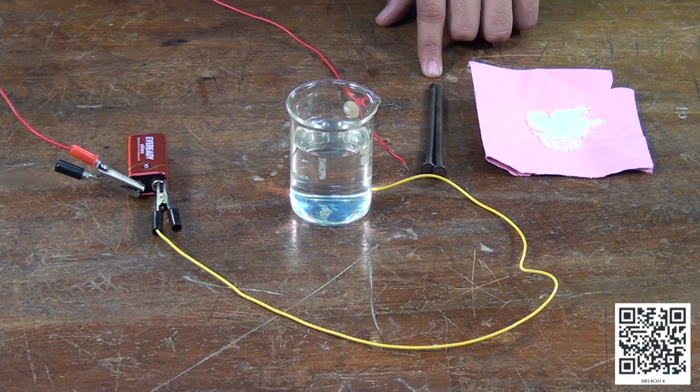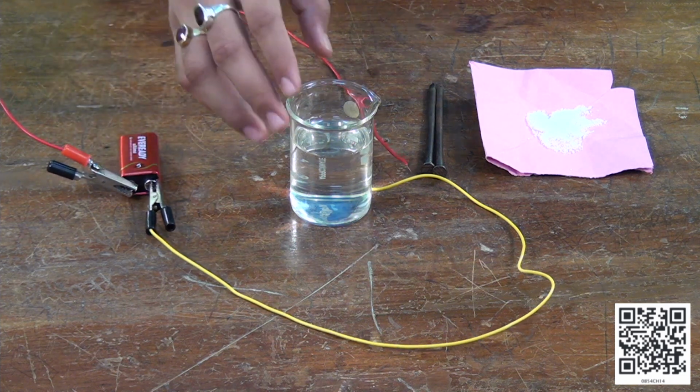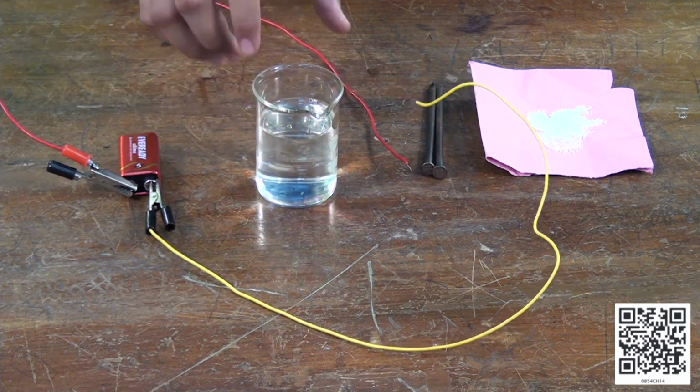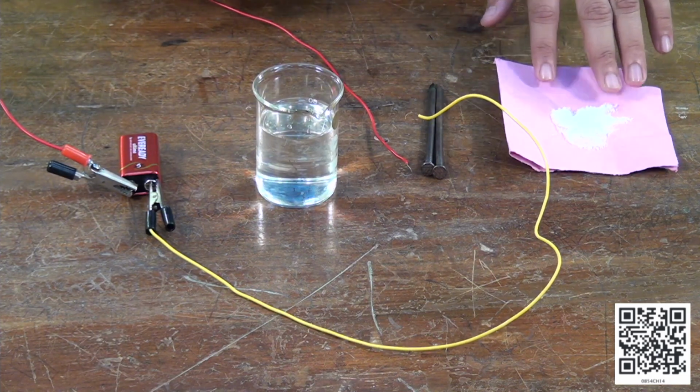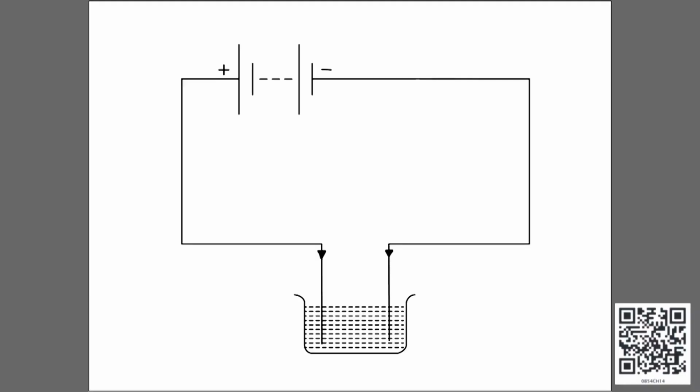For this activity, we will require 2 carbon rods which can be taken out from a battery, or we can use 2 iron nails, a battery connected with wires, a beaker with distilled water and salt. Connections are made as shown in the diagram.